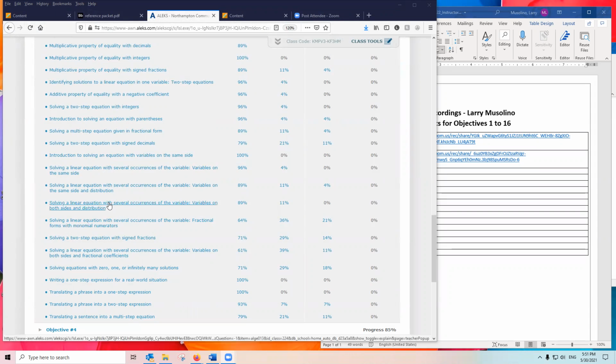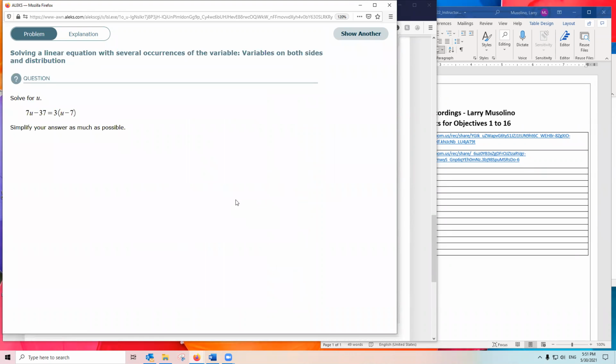How about, let's do one of these. So now what we end up with is a variable or a letter on both sides of the equation. Well, the first step for these kinds of equations is get rid of these parentheses by using that distributive property. So let me take this 3 that's in front of the parenthesis here and multiply it inside the parentheses. All right, 3 times u is 3u, and 3 times 7 is 21.